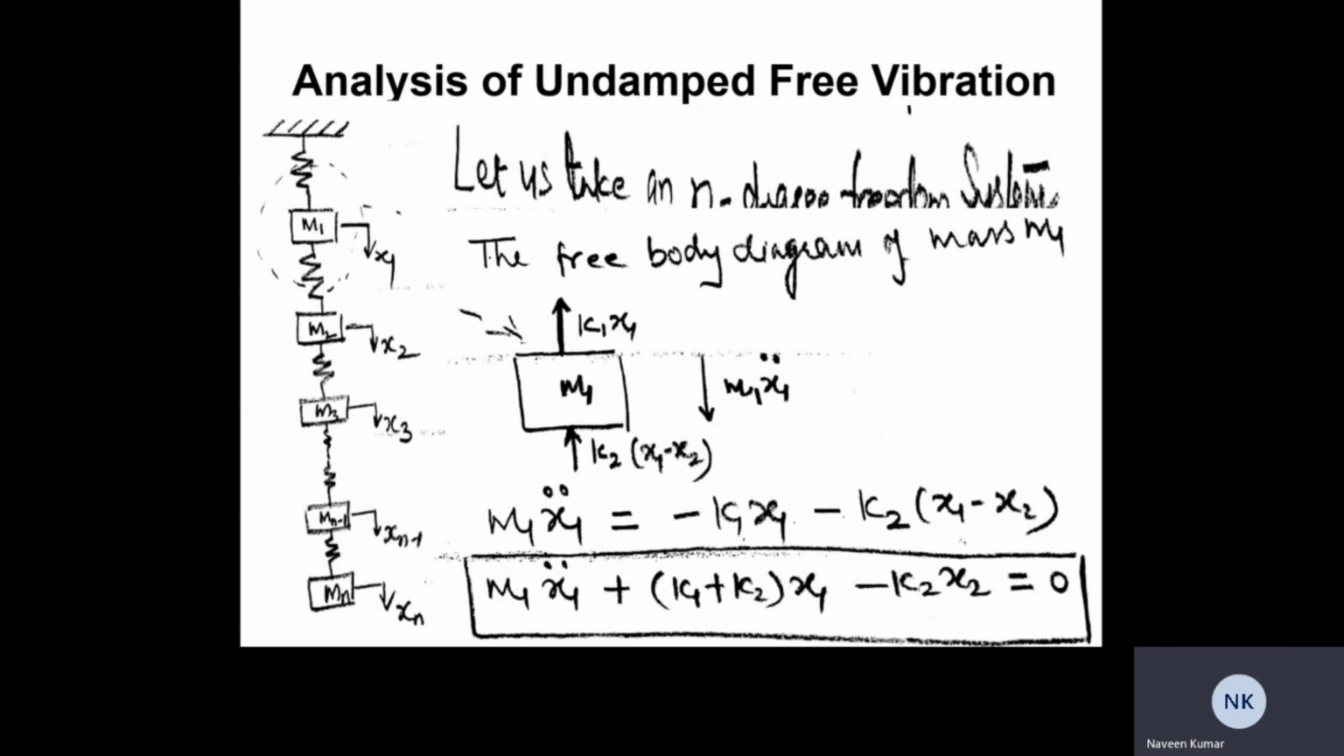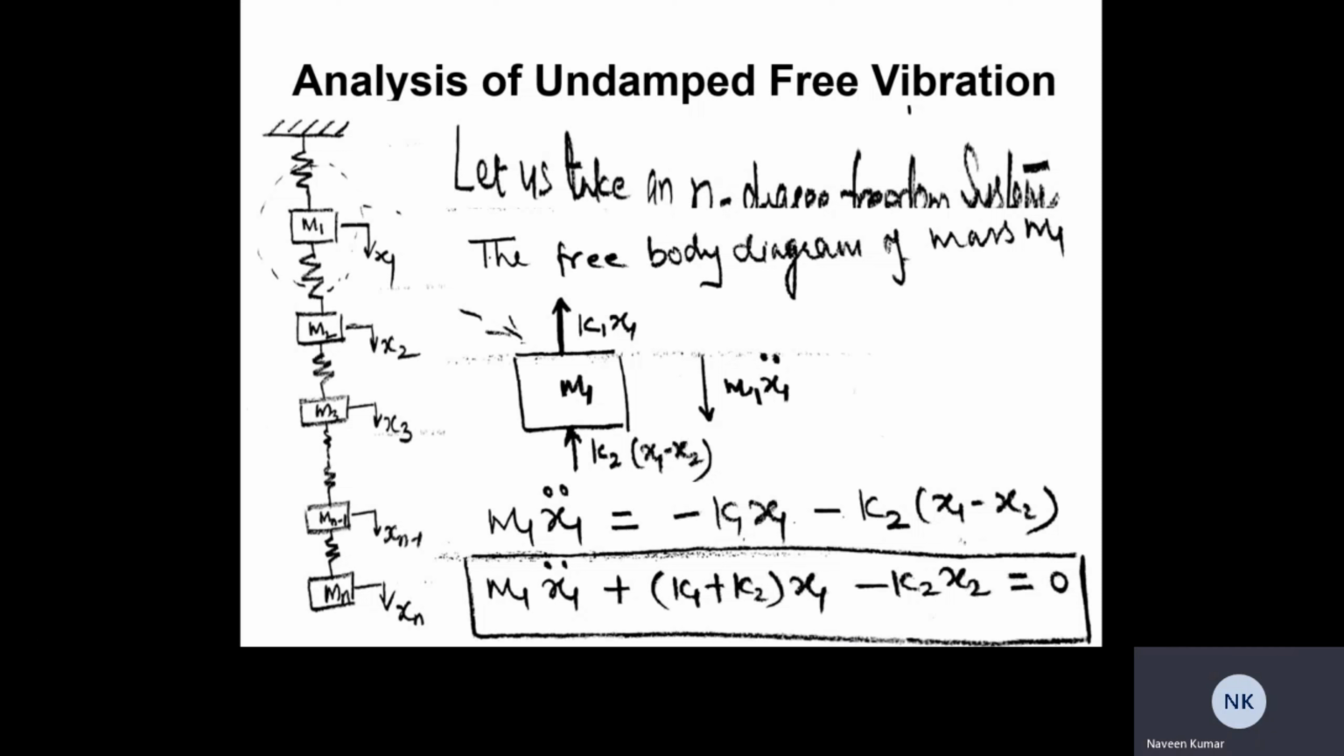Now, in order to write down the equation of motion for this complete system, what we need to do is that we have to individually, first of all, draw the free body diagram of each mass. So, in order to do that, I'll take this mass M1. Since this mass is connected with two springs which are having stiffness, assume K1 and K2.